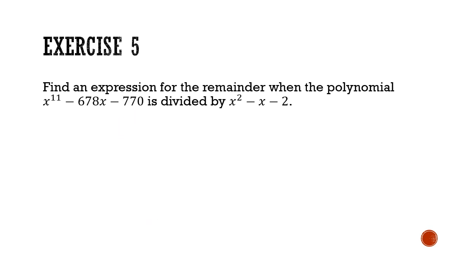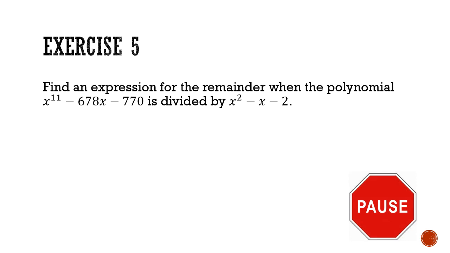Here's something a little bit more challenging. Exercise 5. Find an expression for the remainder when the polynomial x to the power of 11 minus 678x minus 770 is divided by a quadratic divisor x squared minus x minus 2. Pause the video here and give this question a good try.